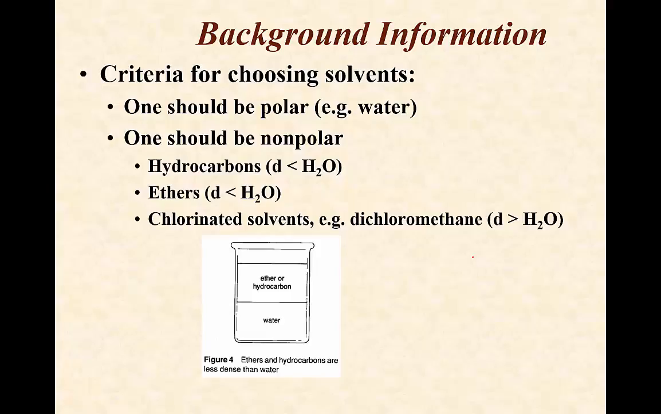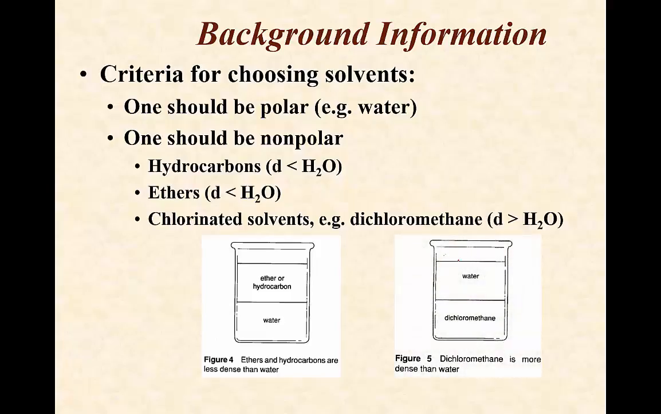In that one, you'll remember that the dichloromethane was the bottom layer, so it has a density greater than that of water. So in that instance, you would have the water on the top layer. So if you're using dichloromethane, that's on the bottom, ethers and hydrocarbons on the top. The other layer will be your water layer.